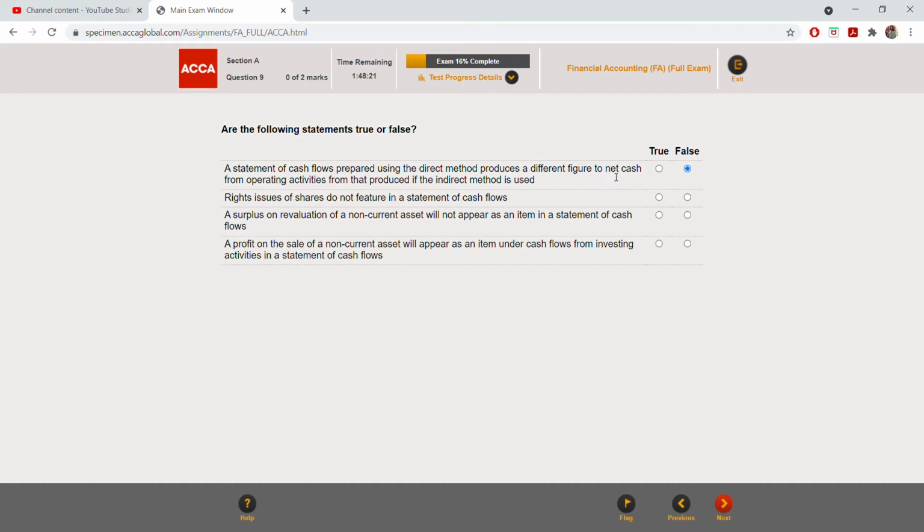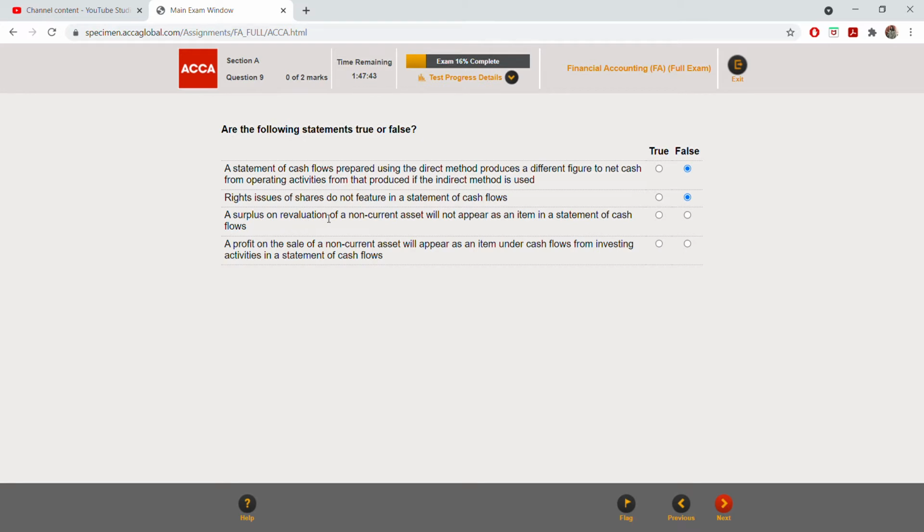Rights issue of shares do not feature in a statement of cash flow. False. Why is it false? See, a rights issue has to do with cash. It will be there in the cash flow. If it was a bonus issue, yes, but a rights issue increases your cash, you have to pay. Anything where cash is involved, it will be there in the cash flow. So in the rights issue also cash is involved.